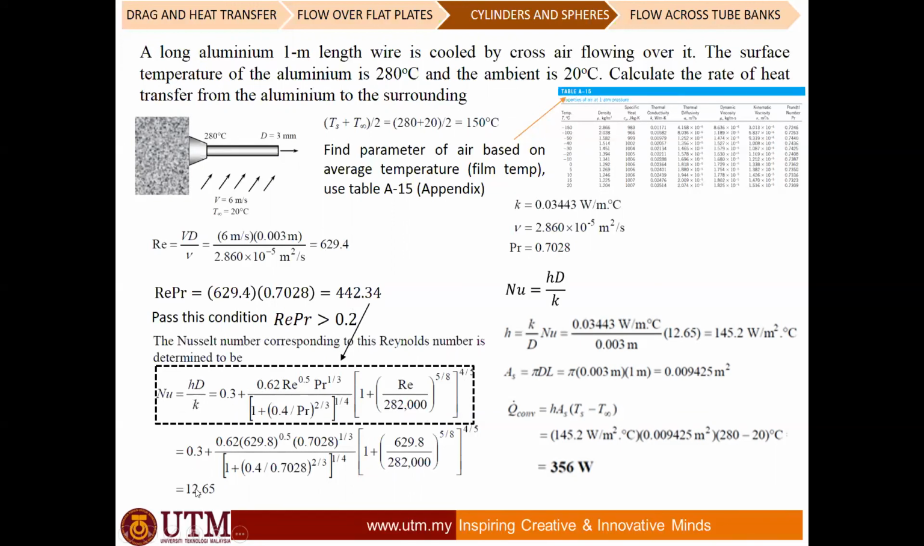The next step is just plug in your Reynolds number, plug in your Prandtl number, and then you get your Nusselt number. Your Nusselt number is equal to hD over k. Next, you need to find your heat transfer coefficient. So from here, the heat transfer coefficient is 145.2.